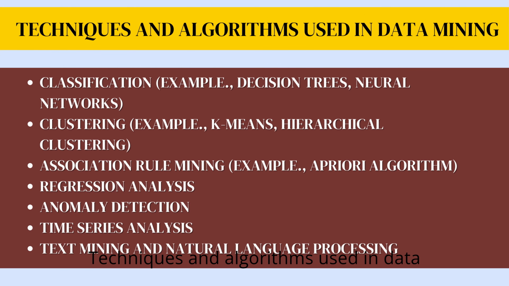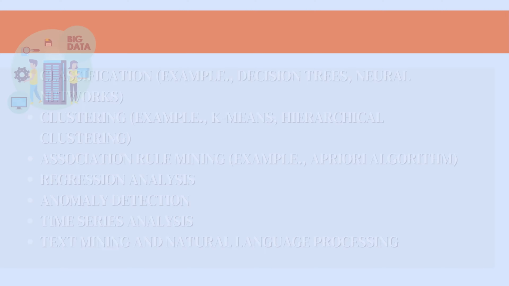Techniques and algorithms used in data mining. Classification, example, decision trees, neural networks. Clustering, example, k-means, hierarchical clustering. Association rule mining, example, Apriori algorithm. Regression analysis. Anomaly detection. Time series analysis. Text mining and natural language processing.